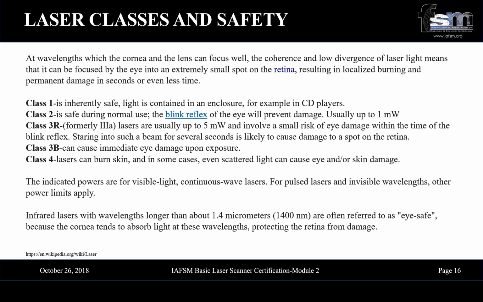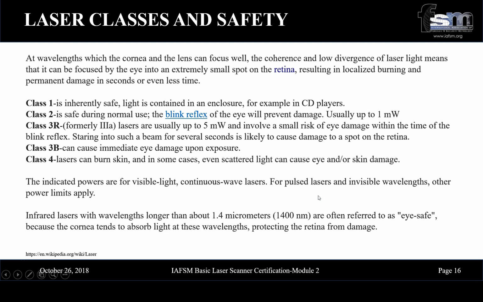It's just good practice. Having said that, there is some benefit. Remember, I was talking about the 1550 nanometer wavelength and how it gets absorbed by moisture. Well, what's interesting here is that infrared lasers with wavelengths longer than about 1.4 micrometers, or 1400 nanometers, are often referred to as eye safe because the cornea tends to absorb light at these wavelengths, protecting the retina from damage.